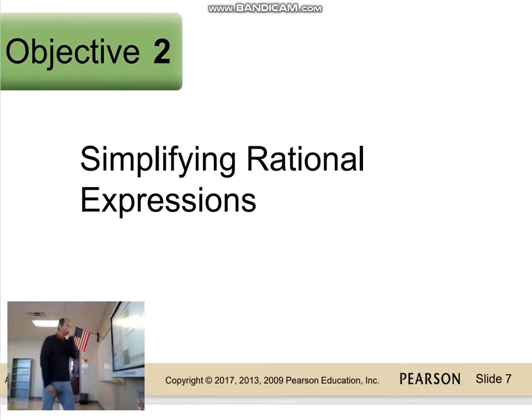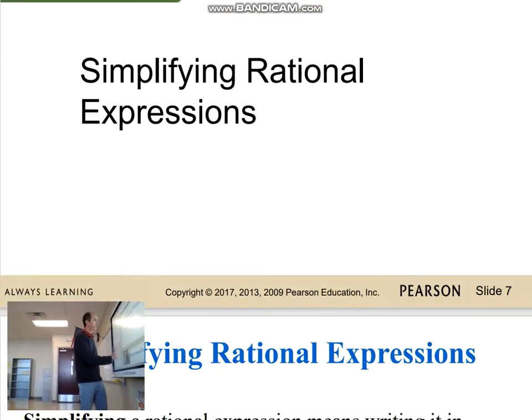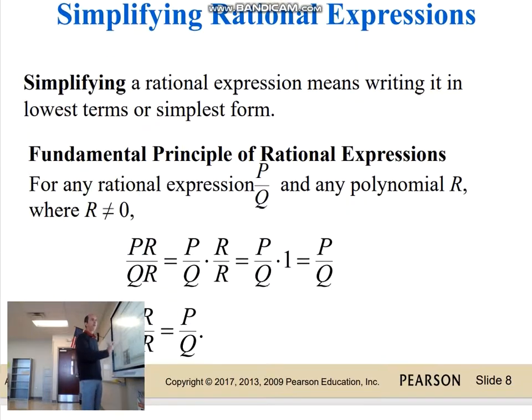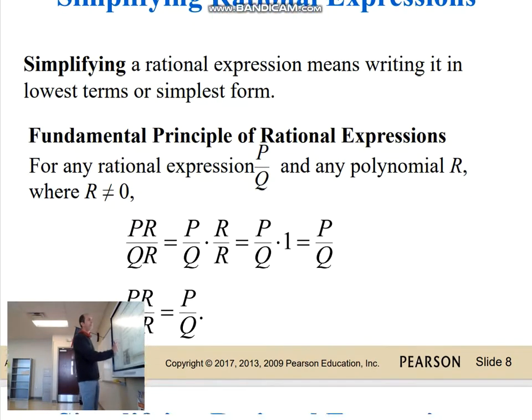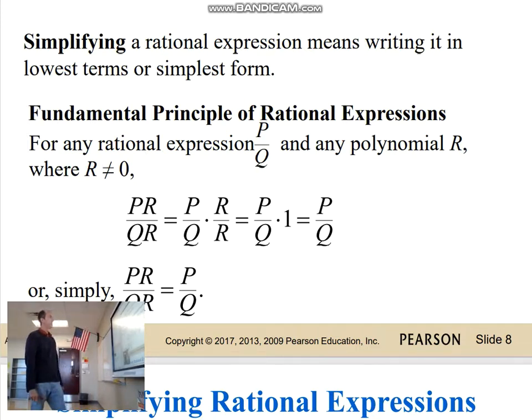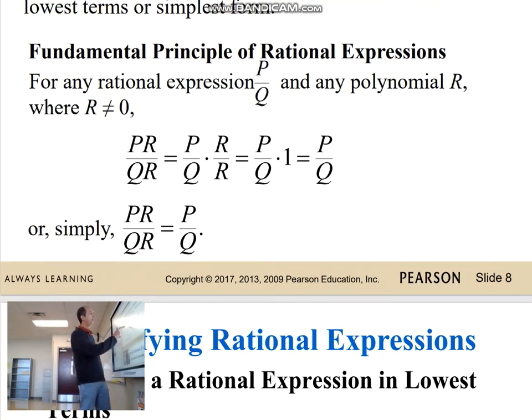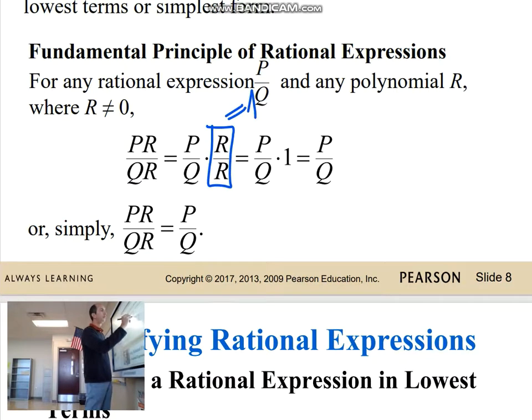Objective number 2, simplify rational expressions. To simplify a rational expression means to write it in lowest terms or simplest form. The fundamental principle of rational expressions: for any rational expression P over Q and any polynomial R, P times R over Q times R can be written as P over Q times R over R, and R over R is equal to 1.